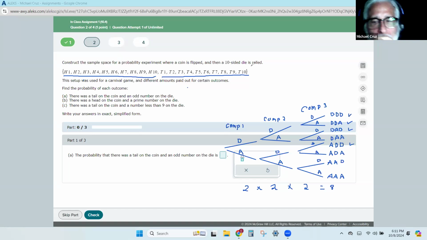All right, so we're going to try to find these probabilities. Find the probability that there was a tail on the coin and an odd number on the die. So it says tail, so we're not looking at that side. That's all heads over there. Each one of those 10 has an H in front of it for the heads. Here's the one that we want to look at, this side, this 10, because we need a tail on the coin and then an odd number on the die. So odd number, odd number, odd number, odd number, odd number. So that's 1, 2, 3, 4, 5.